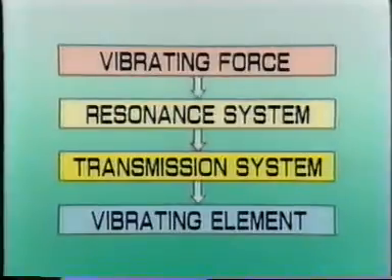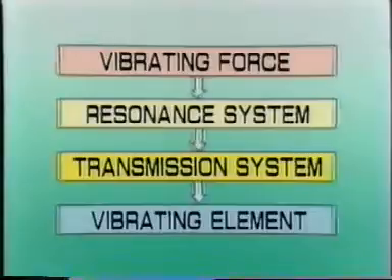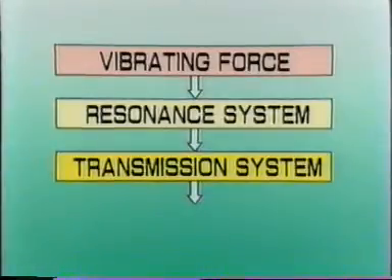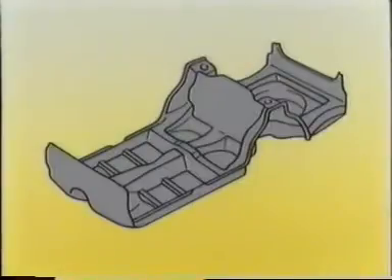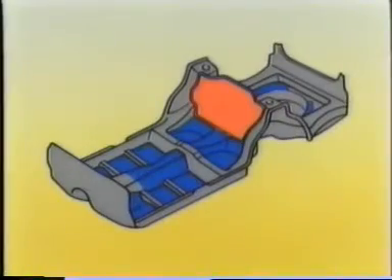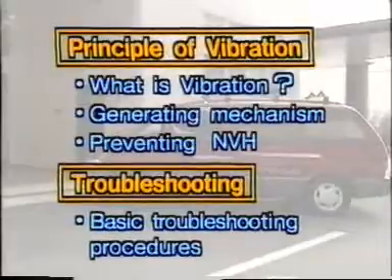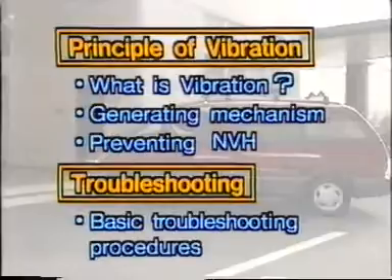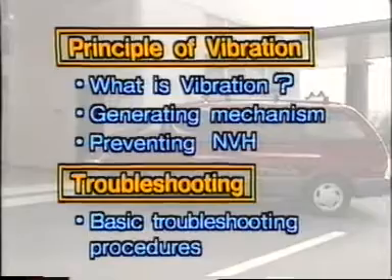The fourth way to prevent vibration concerns the vibrating element itself. For example, the floor is covered with asphalt sheeting, or resin sheets are inserted between steel panels to suppress vibration. These panels are called sandwiched damping panels. As you can see, the principles of vibration are not so difficult to understand after all. Now, based on these principles, we will study how to troubleshoot NVH problems.